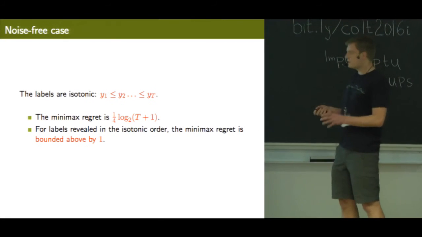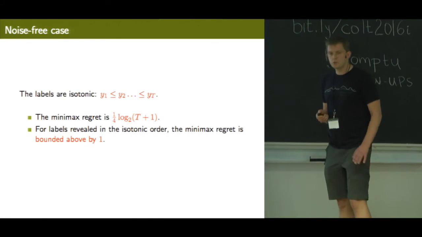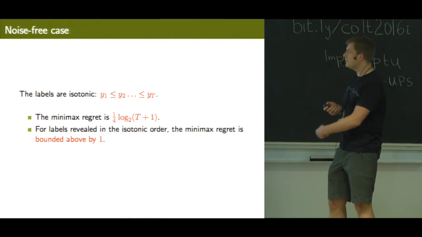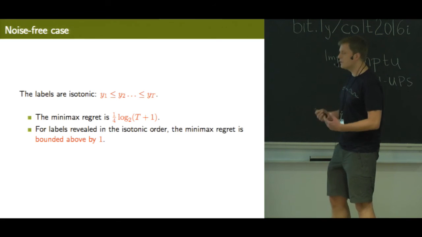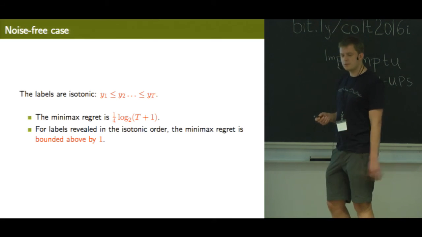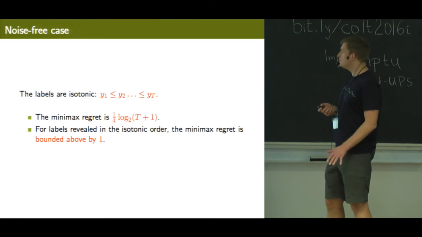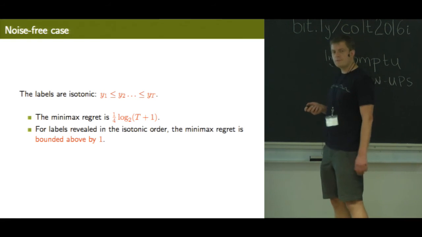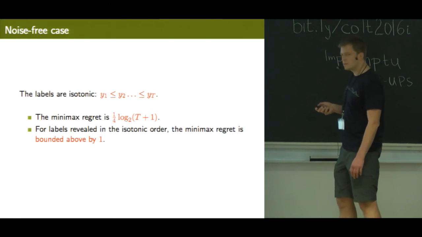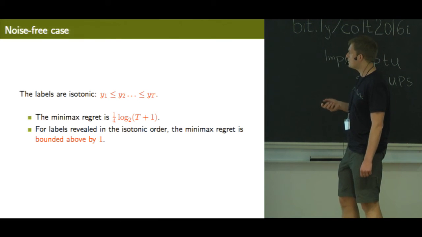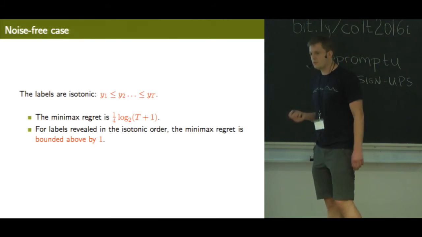Okay, so we also have some more results, like for the noise-free case. In the noise-free case, we assume labels are isotonic, which means the revealed labels are monotonically increasing, so the loss of the best isotonic function is 0. And then we can determine exactly the min-max regret, which is logarithmic, and this expression is exact any time t plus 1 is 2 to some integer.